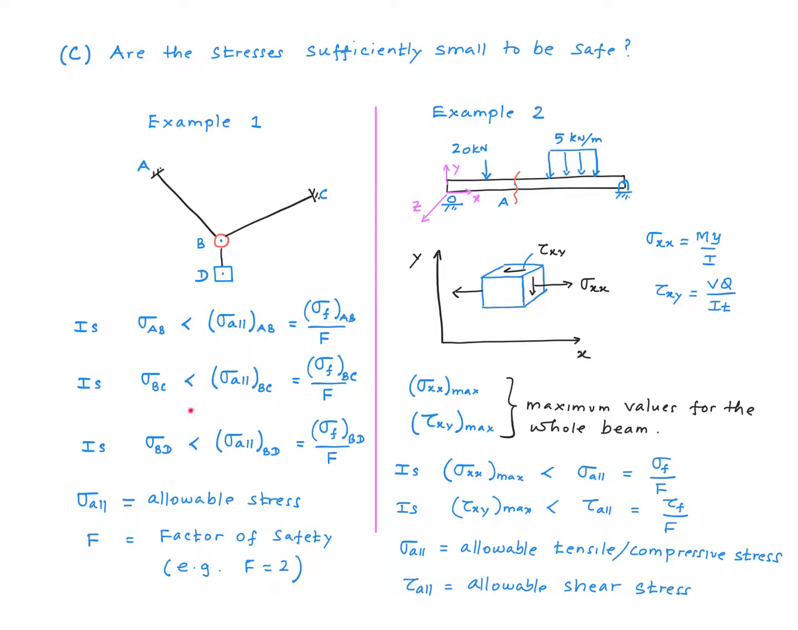Now you take the stresses you have calculated for these members and see if they are smaller than the allowable stresses for these structural members. The approach is the same over here. We take the maximum normal stress that we have calculated for the whole beam and see if that is smaller than the allowable tensile strength of the material. And similarly, you take the maximum shear stress, tau xy, we have calculated for the whole beam, and see if that is smaller than the allowable shear stress for the material.